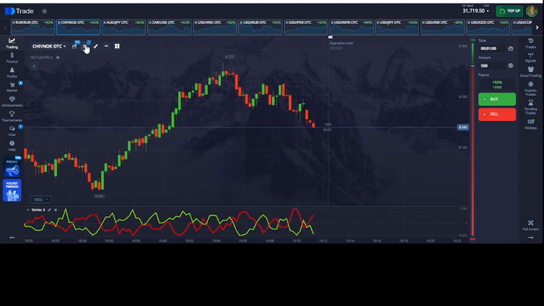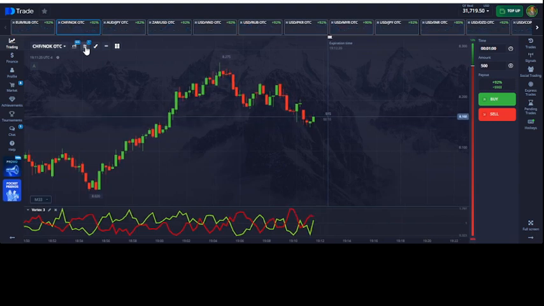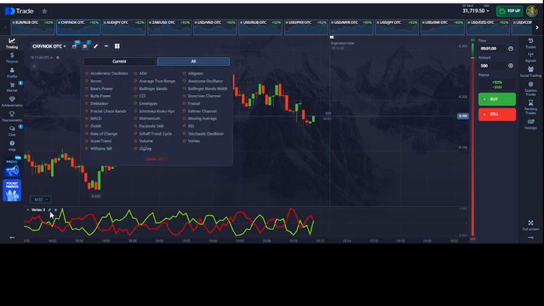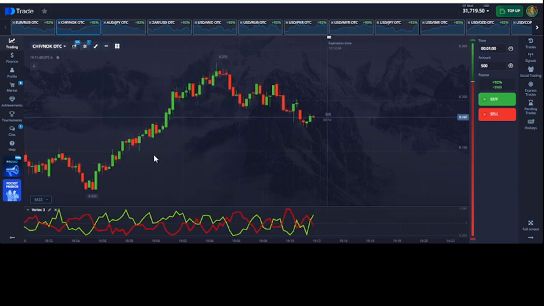If we click on the indicator icon here, the indicator is the Vortex indicator, right here. So click on the Vortex indicator and the indicator shows up at the bottom of the chart here.